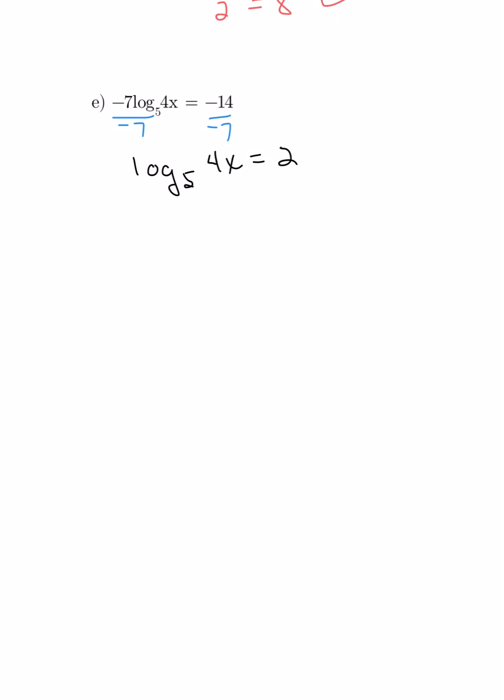Since our logarithm is now isolated, we go to exponential form, which would give us 5 to the second equals 4x. 5 squared is 25 equals 4x. Divide both sides by 4. We get x equals 25 over 4.